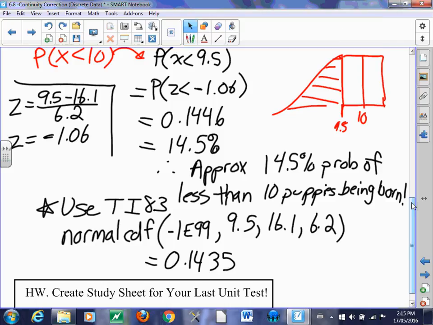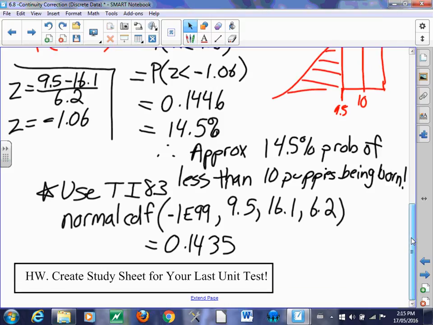All right. All right, so your homework today, folks, is to create a study sheet for your last unit test. Oh boy, last unit test. How do you like that, guys? Last unit test. Okay, do you know what this means? This means this is my last official new lesson. All I have is the review for this unit and then the review for the exam, and we are done. Holy moly, this course is almost over.